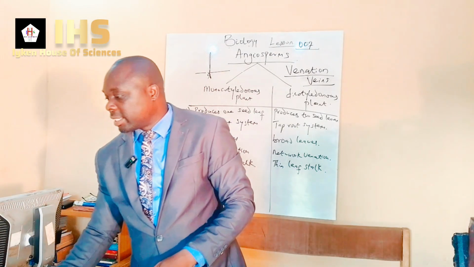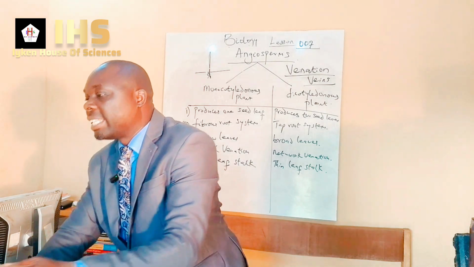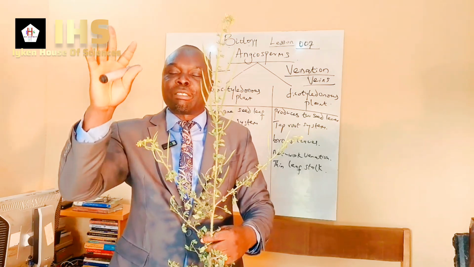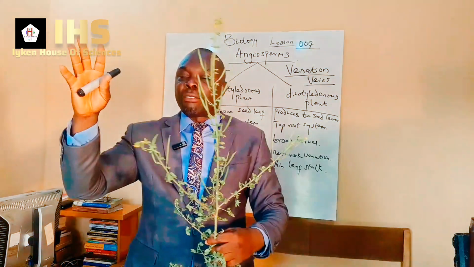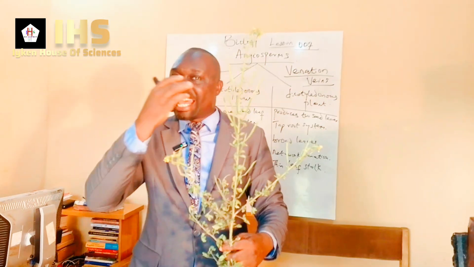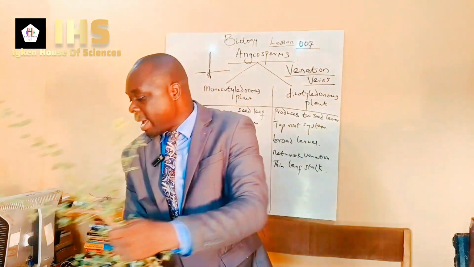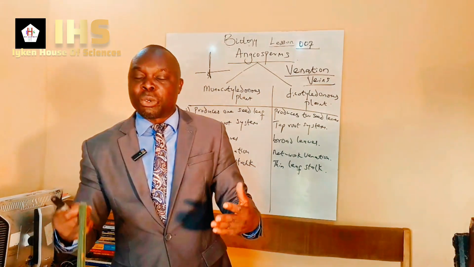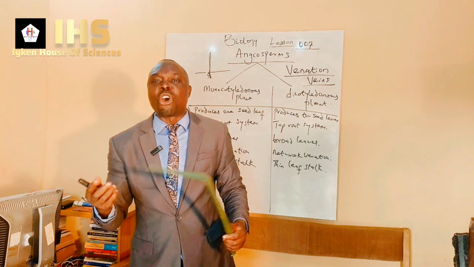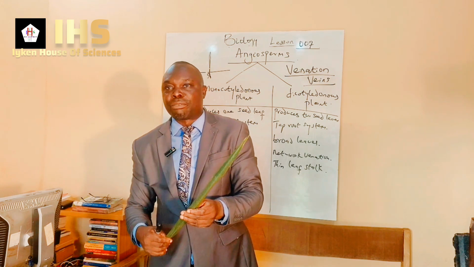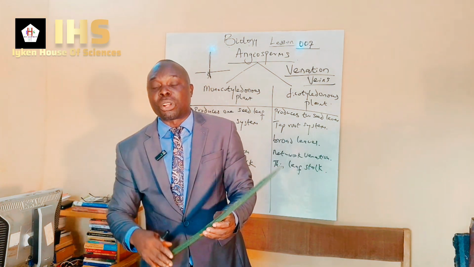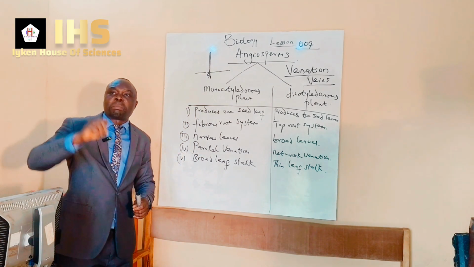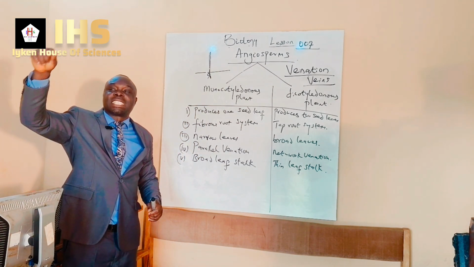Flowers. The flowers this one produces are always very bright. It produces red flowers, yellow flowers, pink flowers, white flowers. The eye can catch the flower of this one easily. But the flowers produced by maize, millet, guinea corn, rice, are dull. So anytime you see a flower that is very bright somewhere, that plant is a dicot.